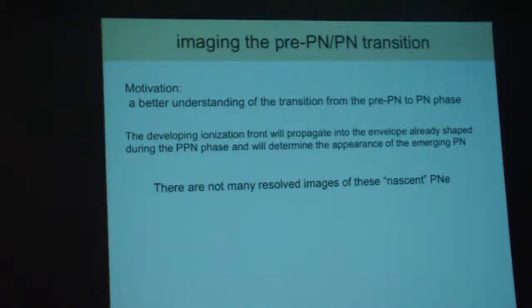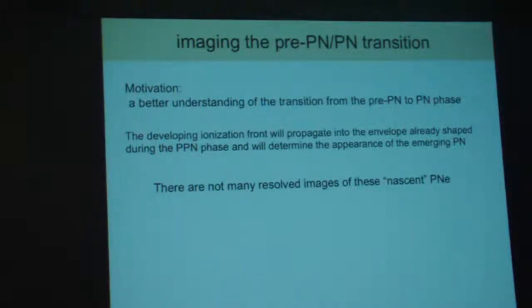Now, one of the questions I have in mind is how the shaping that has gone on in the PPN phase of the central star material affects the development of the ionization front, which is going to propagate out through this pre-shaped material. And how exactly it does that is going to affect the appearance of the emergent PN. One of the problems is that there are not many resolved images at the moment of these nascent PN, these objects with hot post-AGB stars.